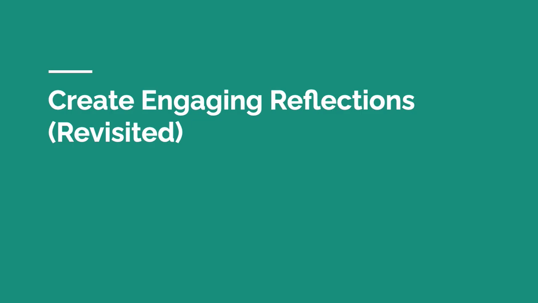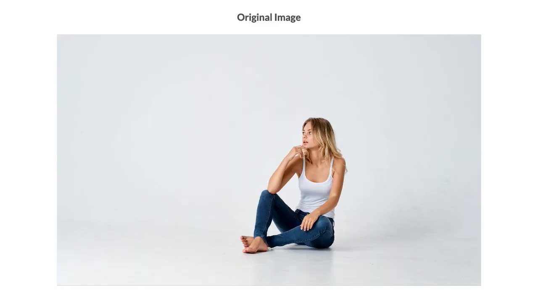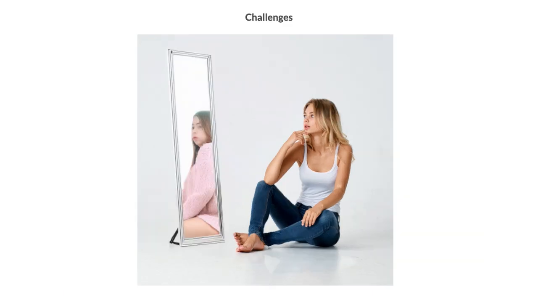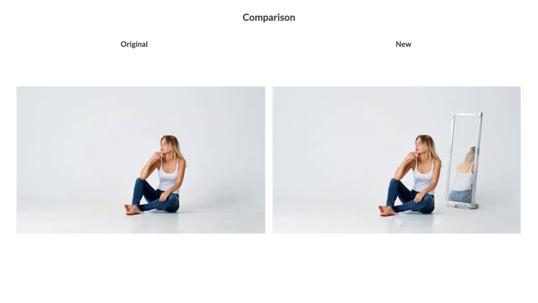Next was to create engaging reflections, revisited. Here's the original image. It was easy enough to get the puddle effect, but doing the mirror was pretty hard. In the earlier reflection task, I was amazed that the AI used the original man in the image to create the reflection. This time, I wasn't getting that outcome, clearly. I had to resort to using a generic stand-in in the back.